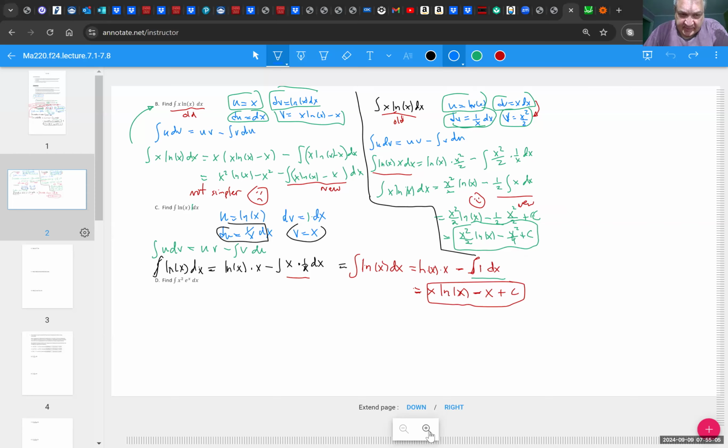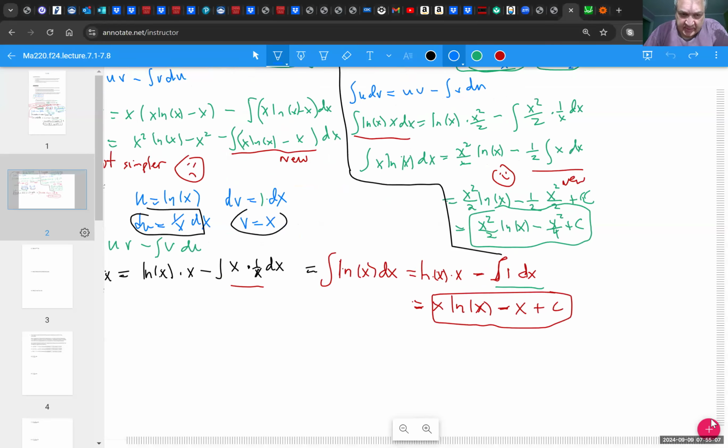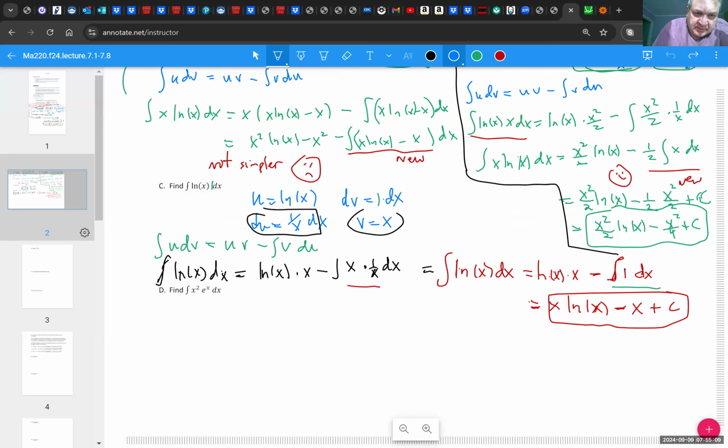All right, so the next example is kind of down here. It may be hard to see, so I'm going to zoom in a little bit. It's this one right here. Find the integral of x squared e to the x dx.